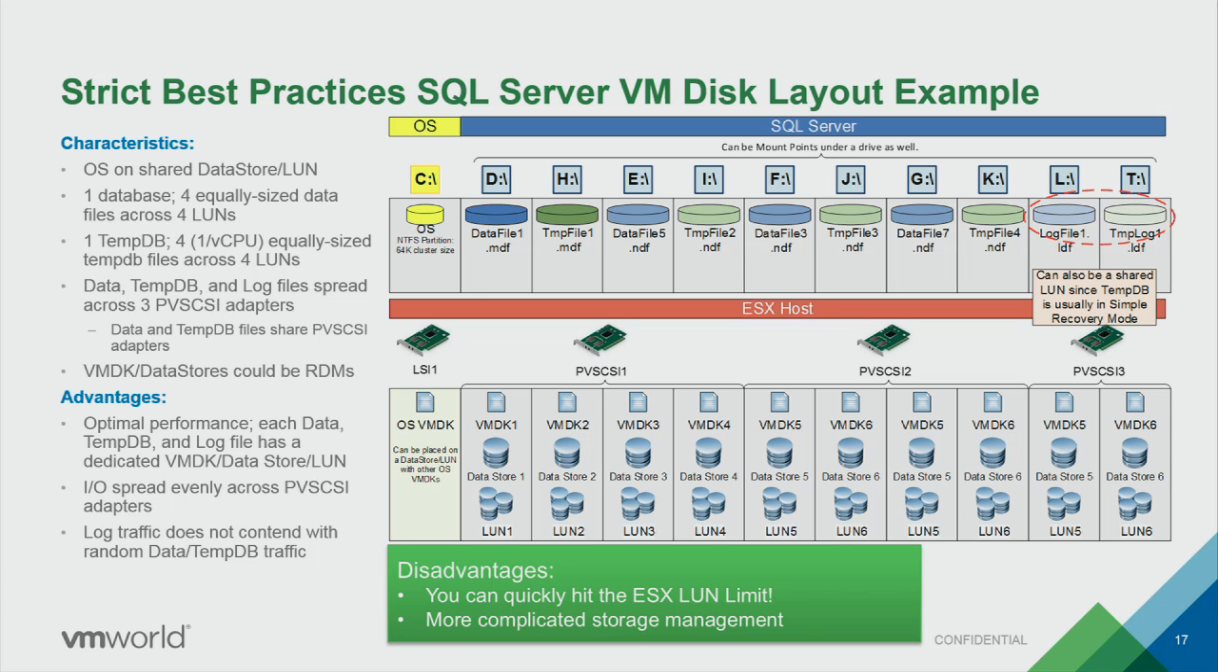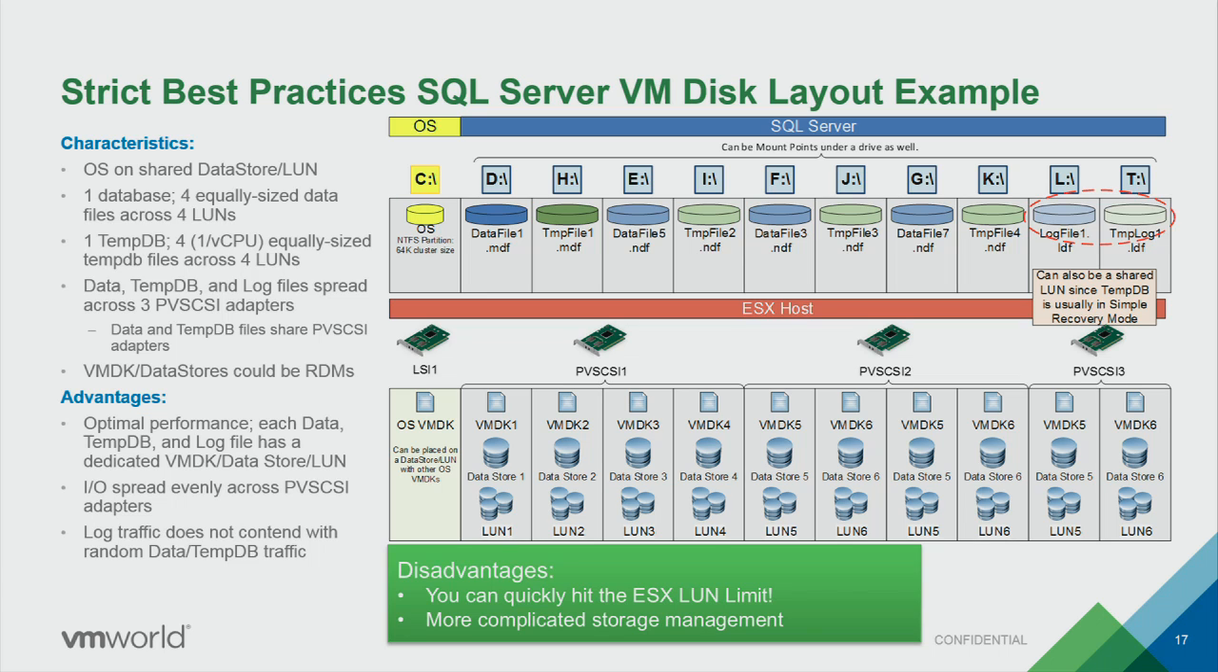So just to describe the scenario here, we have one database. That's the data file 1, data file 2, et cetera. 4 equally sized data files spread across 4 LUNs. We have one tempdb database. Again, we're using one file per CPU. In this case, we have 4 of them. And then we've spread them evenly across the 3 PVSCSI adapters. And again, we've separated out our log traffic into 2 separate LUNs and on PVSCSI 3.